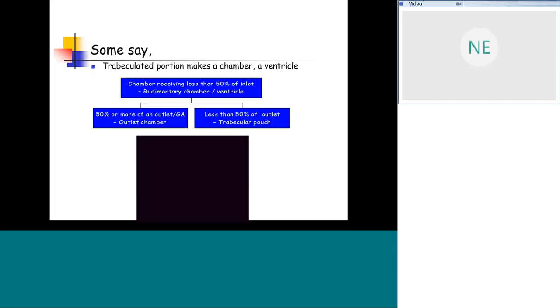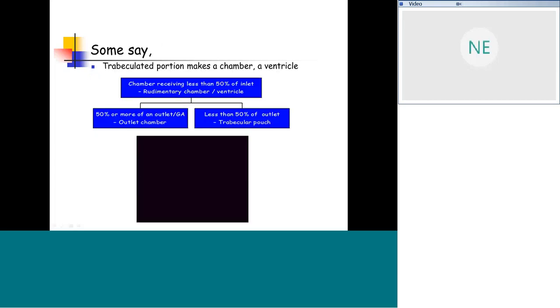Now, based on the understanding of what defines a ventricle, let us say we see a small chamber. Is it a ventricle or not? Some people would say that instead of taking the 50% inlet rule, you would take the trabeculated portion of a chamber as making it a ventricle. So when a chamber receives less than 50% of an inlet, what do we call it? Then it's called a rudimentary ventricle or rudimentary chamber. Though it has a trabeculated part, it receives less than 50% of the inlet.